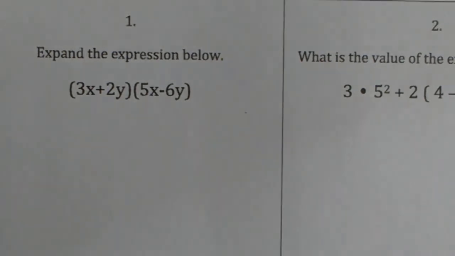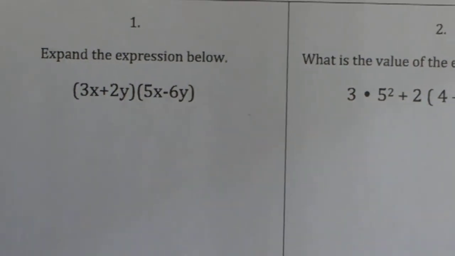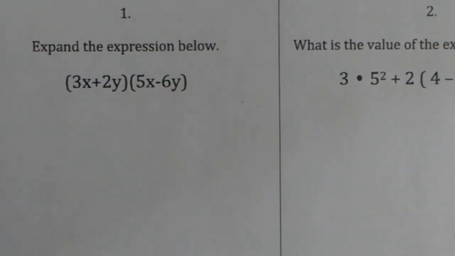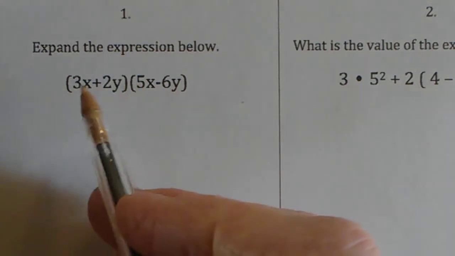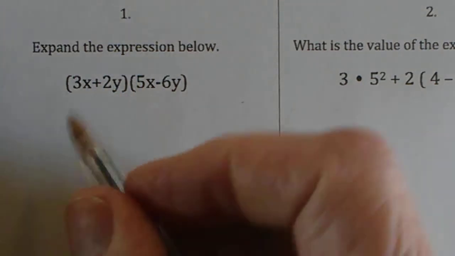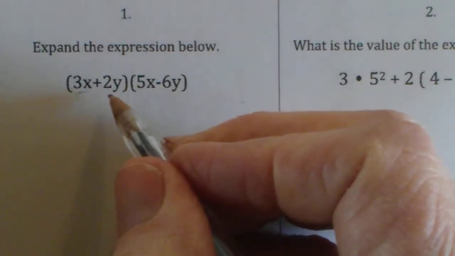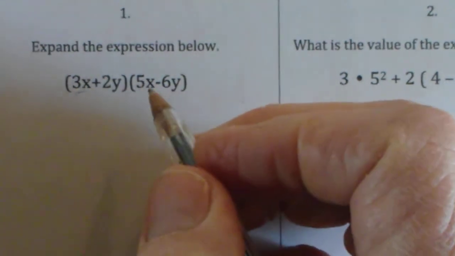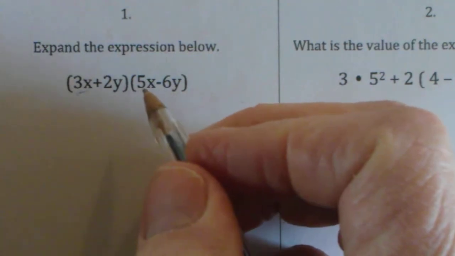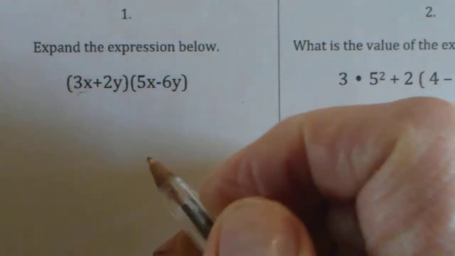And that's a polynomial times a polynomial. I forget if they're called polynomials. Okay. So this first part has two terms. It has a 3x and 2y, an x term and a y term. And it's multiplied times this part over here, which also has two terms, 5x and minus 6y.